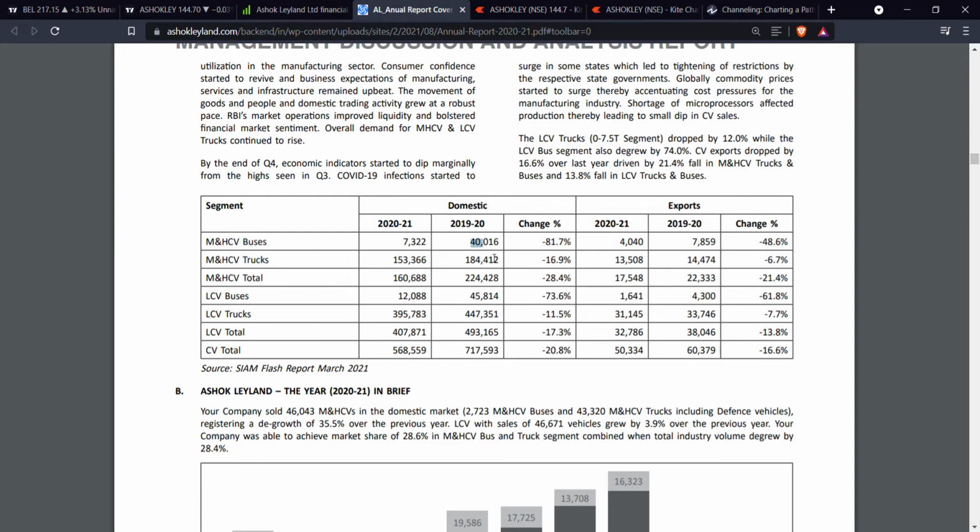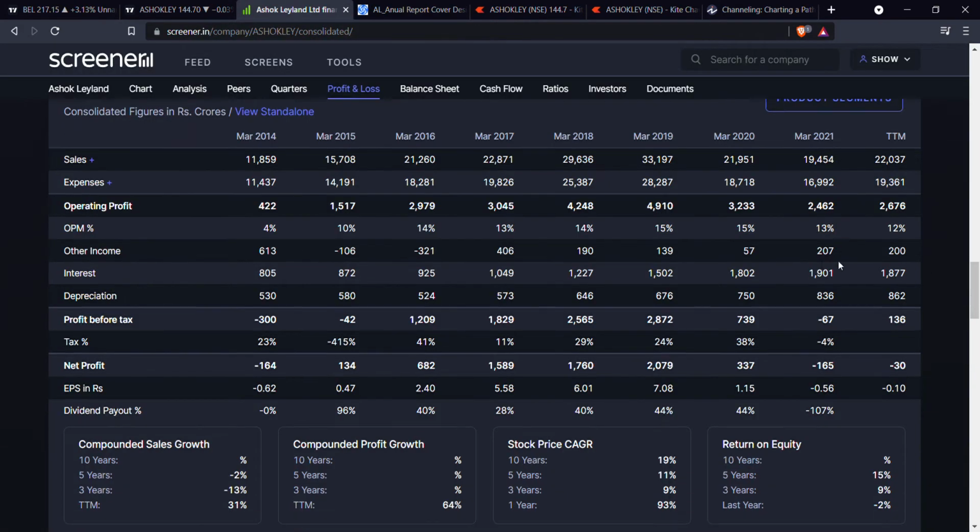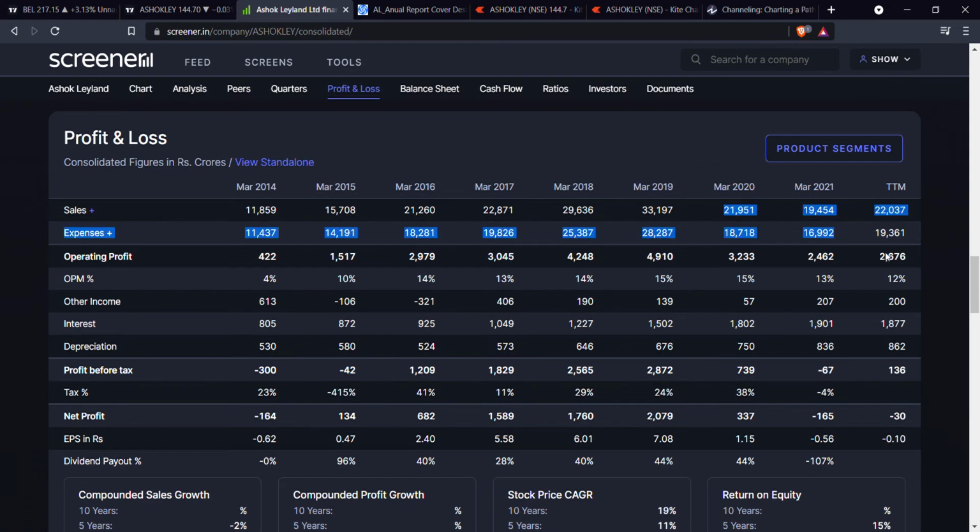So you can see the data point of the whole industry: it declined from 40,000, this total medium and heavy commercial vehicles and buses. The sale declined from 40,000 to 7,000. You can see an 81% drop, and in the truck segment also from 1,84,000 to 1,53,000. So it was a given that it would also impact Ashok Leyland.